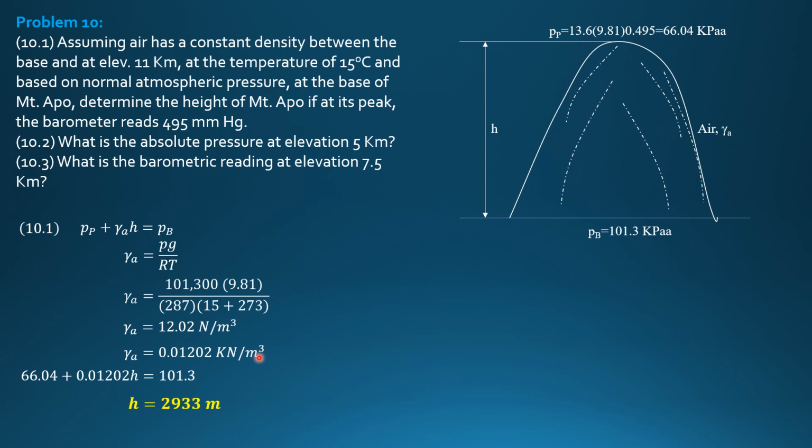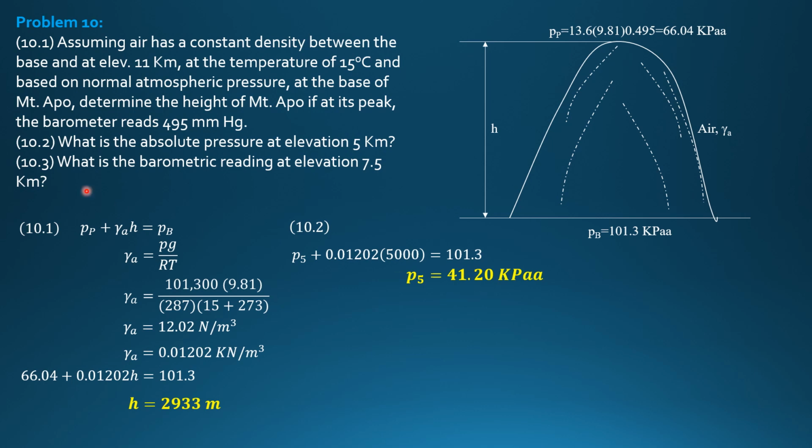Then in the second question, what is the absolute pressure at elevation 5 kilometers? So still we sum up pressure from elevation 5 kilometers or 5,000 meters down to the base, because the specific weight of air is constant as stated in this problem. So pressure at 5 plus 0.01202 times 5,000 equals 101.3. So absolute pressure at elevation 5 kilometers is 41.20 kilopascals absolute.